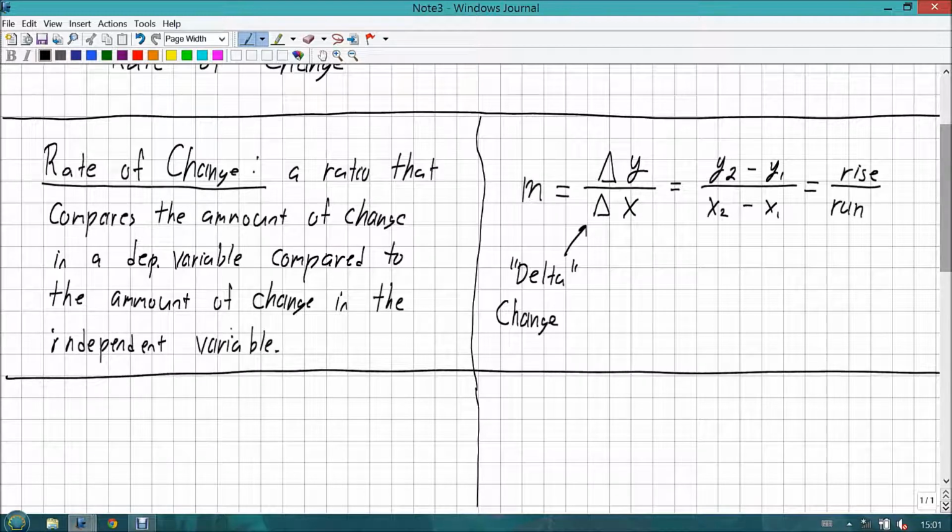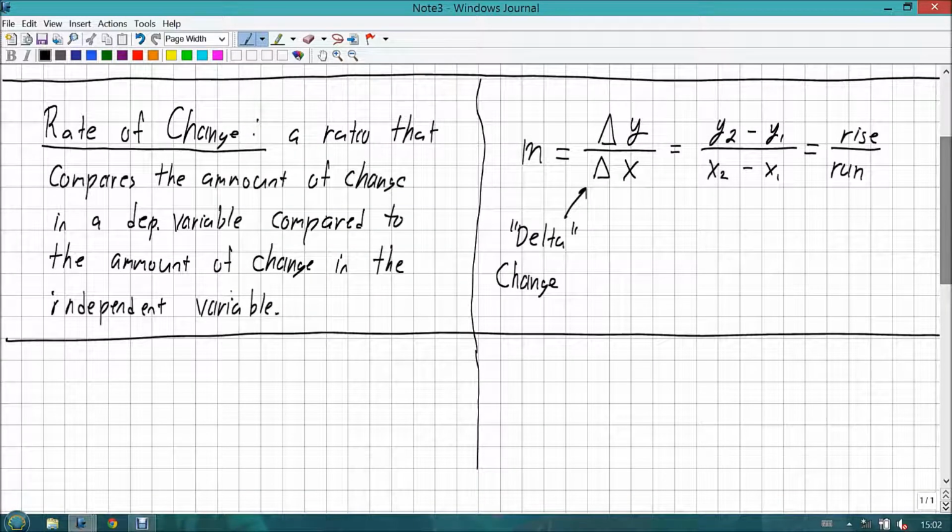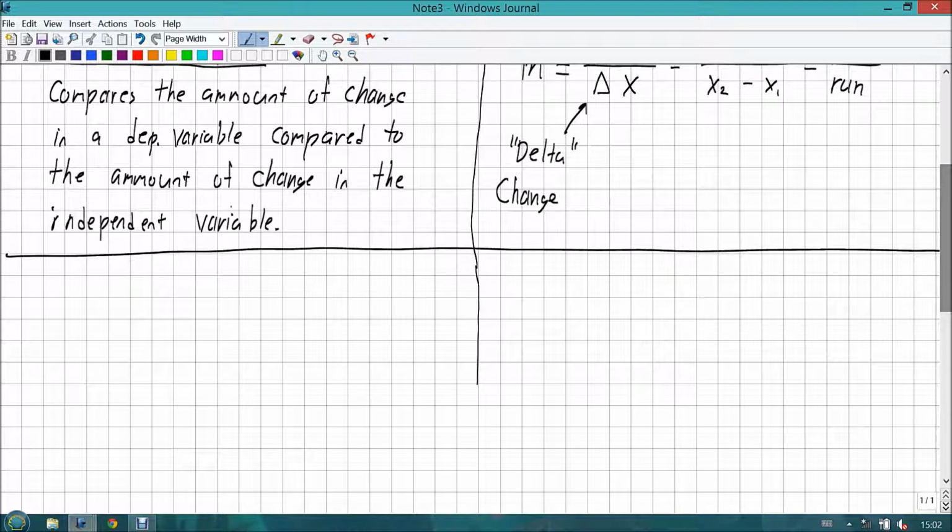Anyway, so we have the change in Y over the change in X, Y2 minus Y1 over X2 minus X1, or rise over run. And at this point, it might be a good idea to do an example. So an example would be looking at the cost of apples compared to the year.